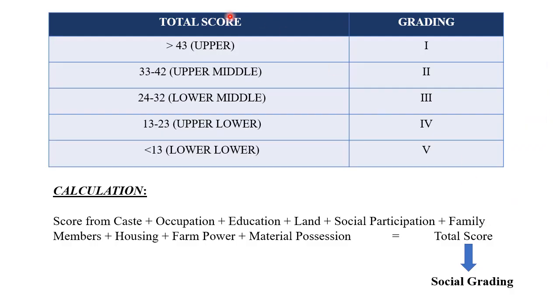Then we sum up the scores, and according to the scores we grade the family into grade 1, 2, 3, 4 or 5.